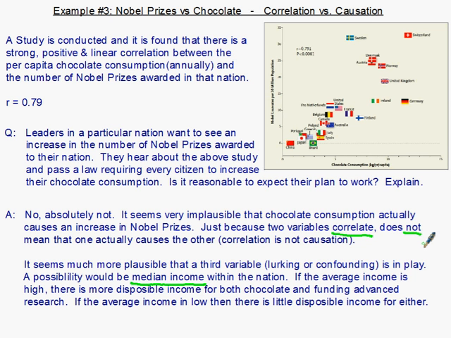is that third variable. If the average income is high, there is more disposable income for both chocolate and funding advanced research. If the average income is low, then there's little disposable income for either. So correlation is not causation. That's a big problem sometimes when it seems like it should cause, and maybe it does, but just because two variables correlate actually tells you nothing necessarily about causation.